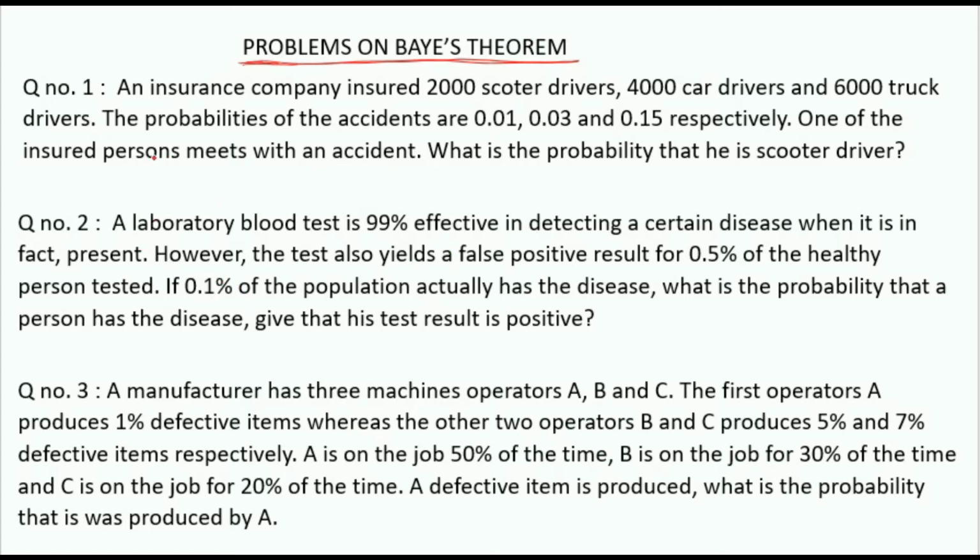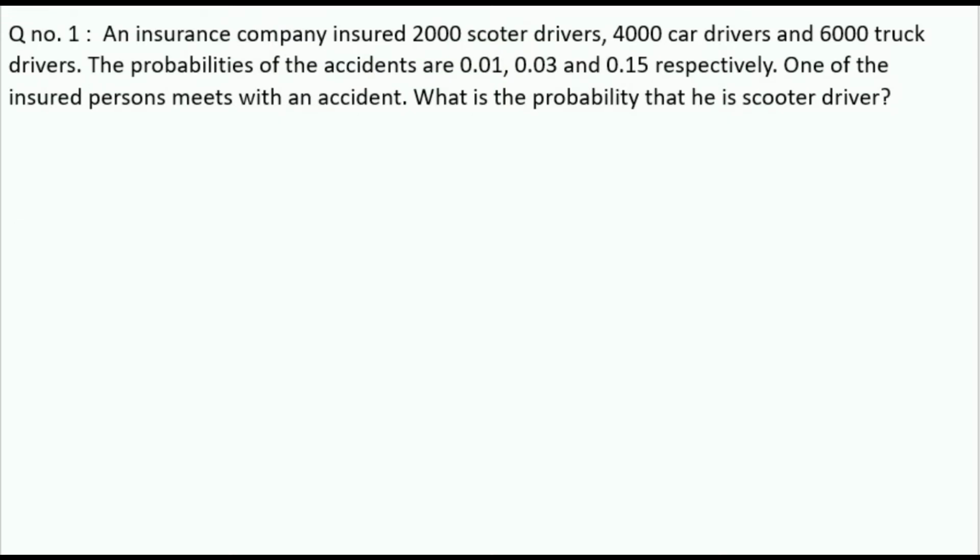Okay, so let's start with the first question. First I'll explain you the question and then we will start with solving. An insurance company insured 2,000 scooter drivers, 4,000 car drivers, scooter spelling is wrong here, double O should be there, and 6,000 truck drivers.